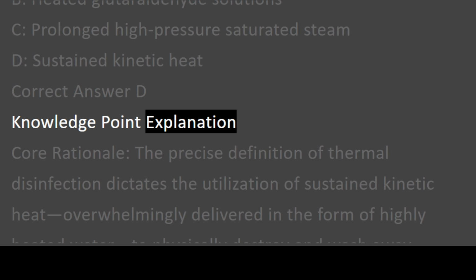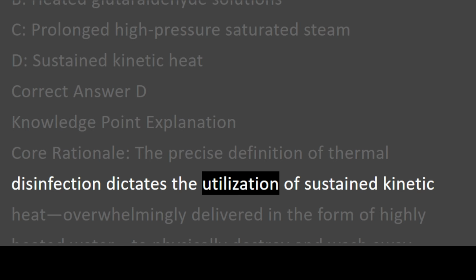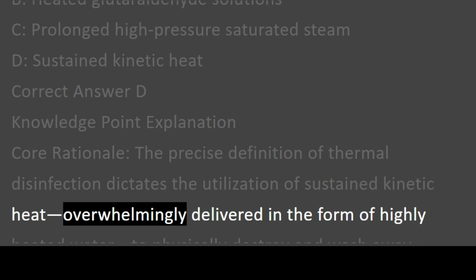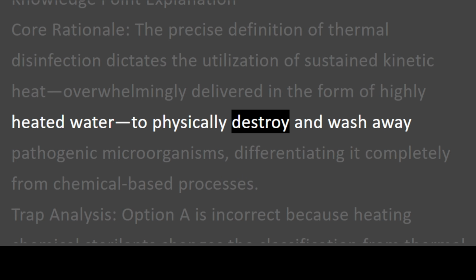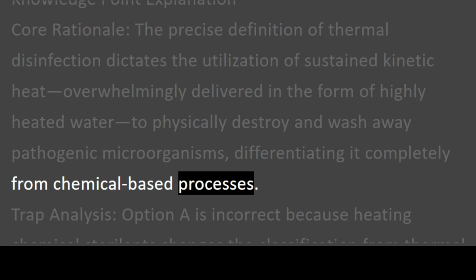Knowledge point explanation. Core rationale. The precise definition of thermal disinfection dictates the utilization of sustained kinetic heat, overwhelmingly delivered in the form of highly heated water, to physically destroy and wash away pathogenic microorganisms, differentiating it completely from chemical-based processes.